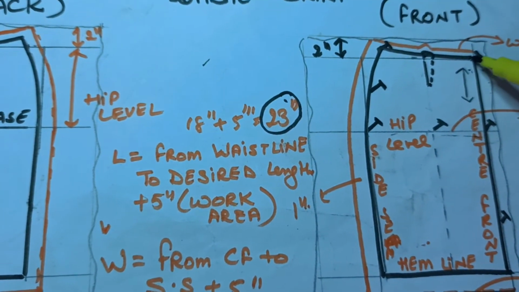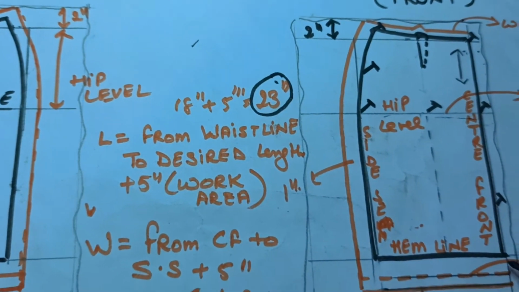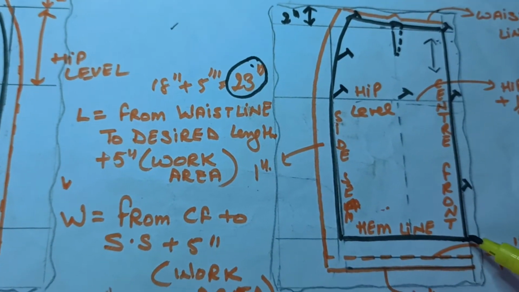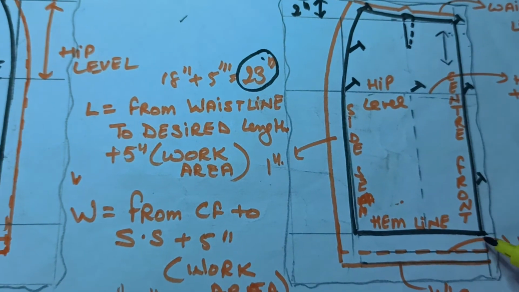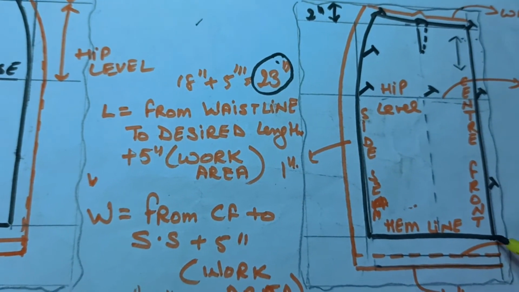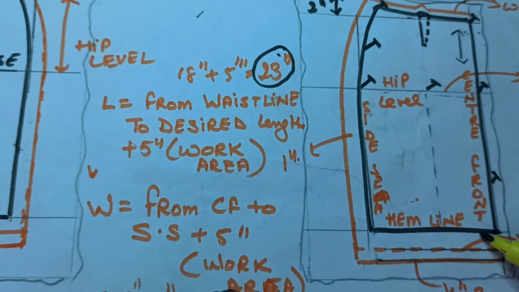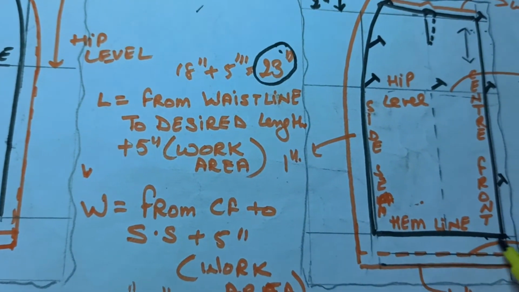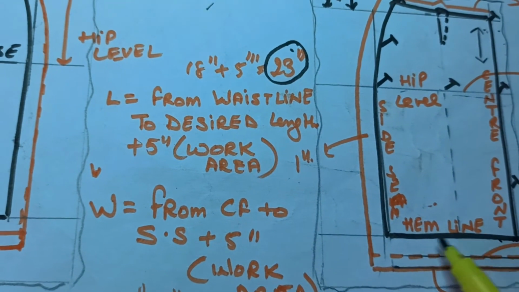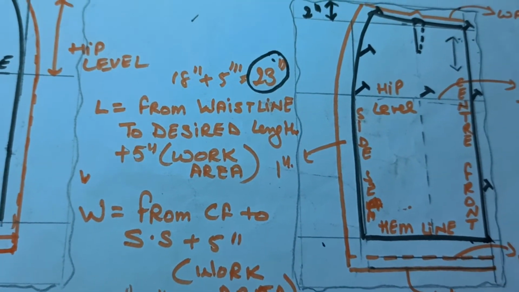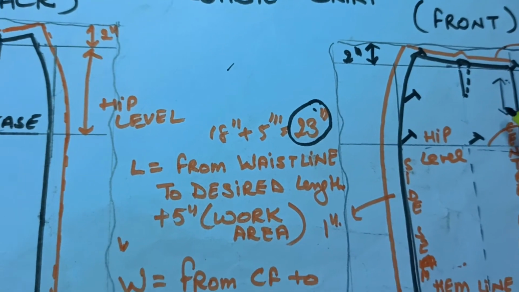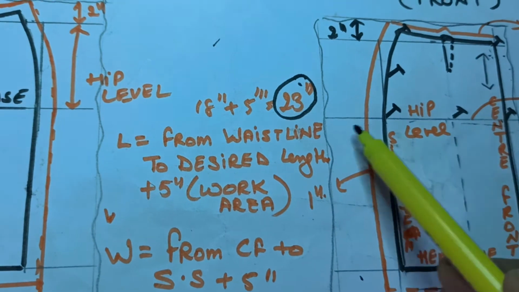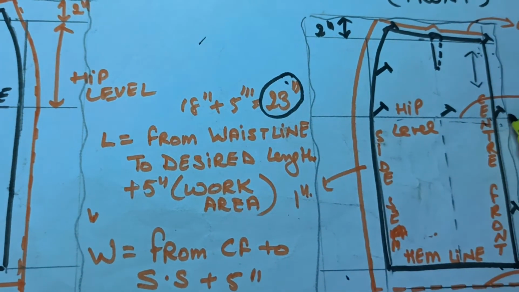Then again you will measure from the waistline to the length of the skirt. So in this case we have taken 18 inches, तो length skirt की जो होगी that will be from waistline to the hem line, that will be 18 inches. So you draw a hem line at this, that will be the hem line level at this area. After drawing the hip level, hem level and waistline, you will go towards the width-wise marking.